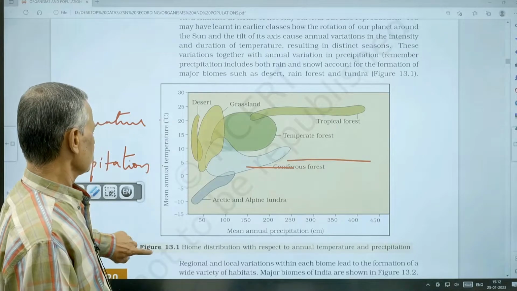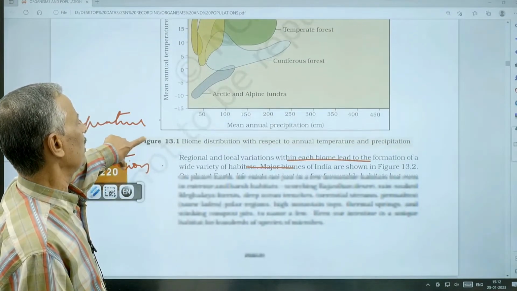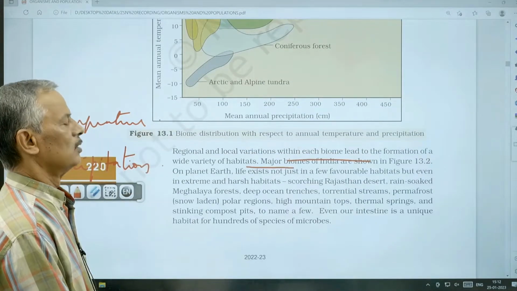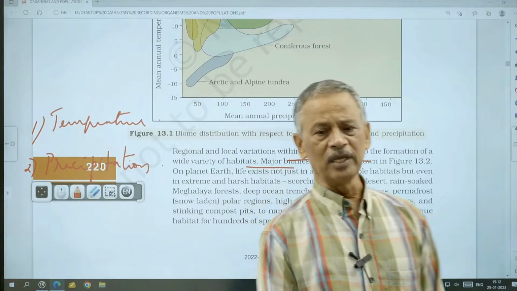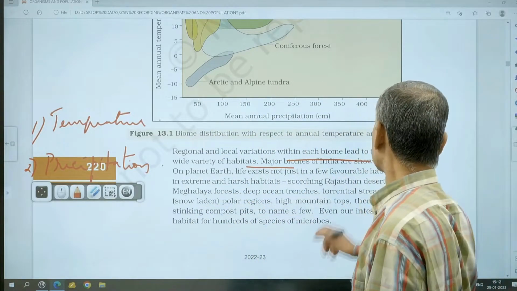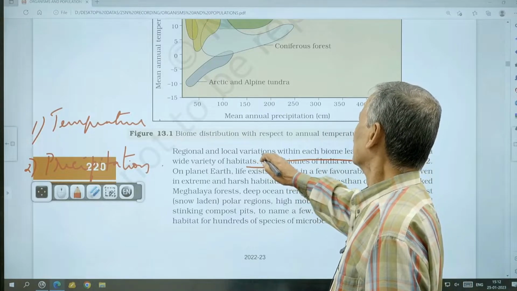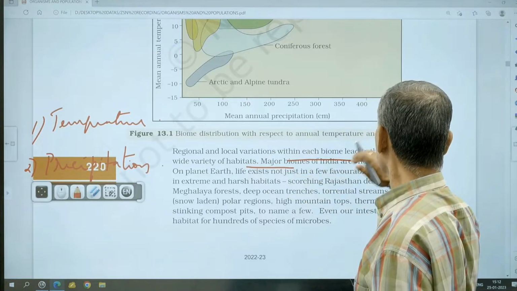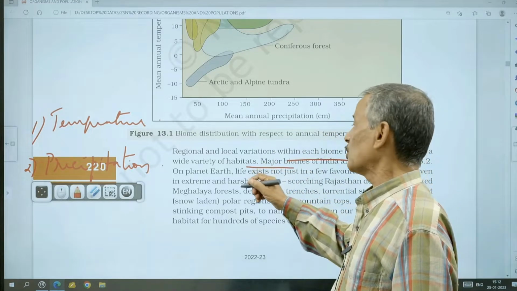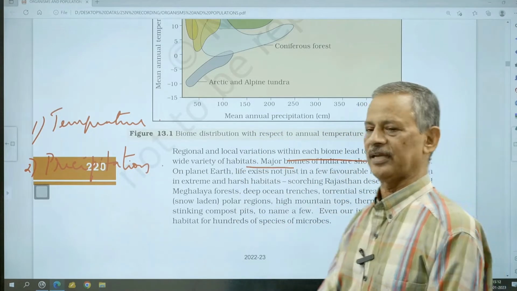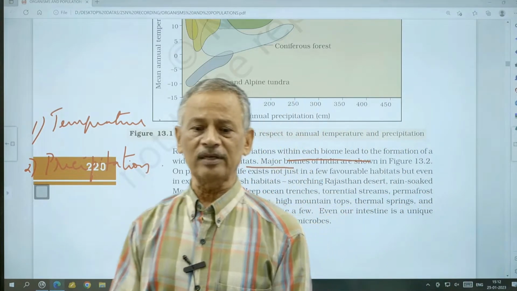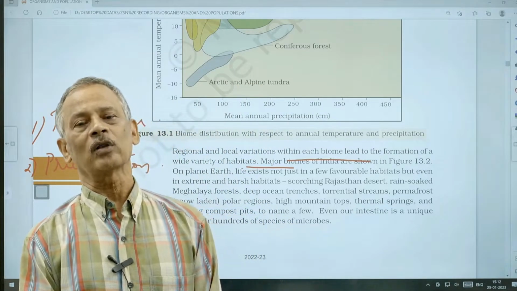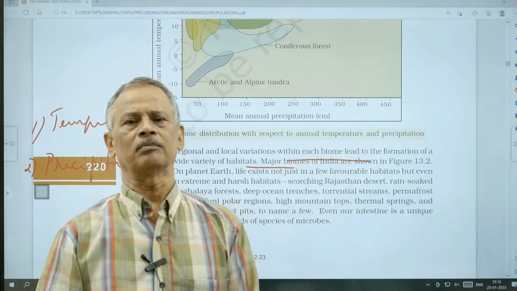There will be regional and local variations within each biome. So within a biome, there will be so many minor differences. Within a biome, there will be local variations, regional variations, that result in the formation of different types of habitats. What is a habitat? Habitat is the area in which an organism is living. That is the address of an organism.